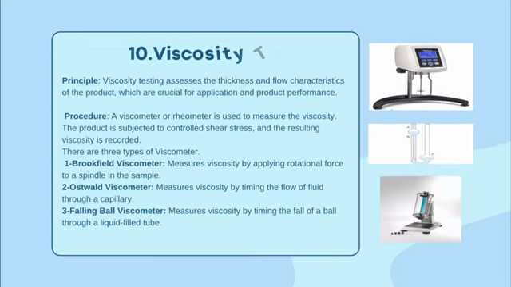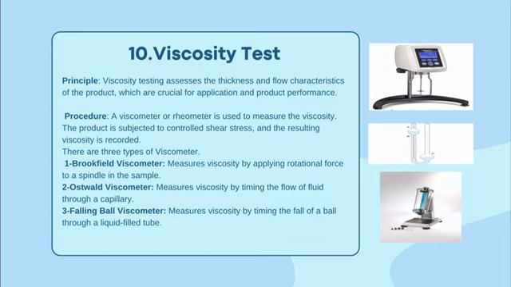10. Viscosity test. Principle: viscosity testing assesses the thickness and flow characteristics of the product, which are crucial for application and product performance. Procedure: a viscometer or rheometer is used to measure the viscosity. The product is subjected to controlled shear stress, and the resulting viscosity is recorded.